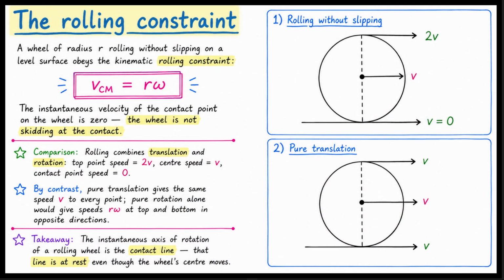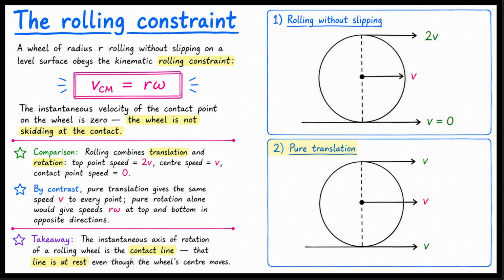A wheel of radius r rolling without slipping on a level surface obeys the rolling constraint Vcm equals r omega. The instantaneous velocity of the contact point on the wheel is 0, so the wheel is not skidding at the contact. The picture of combined translation and rotation makes this vivid. The top point of the wheel moves at 2v to the right, the center moves at v, and the bottom point is instantaneously at rest.